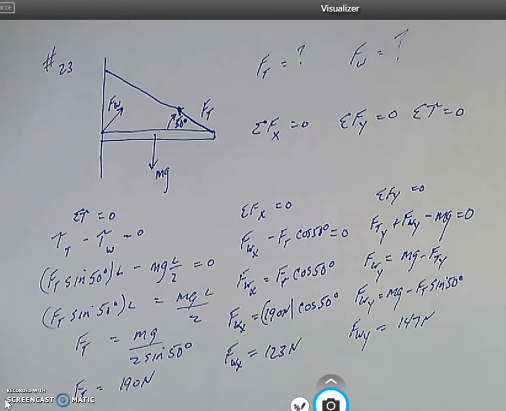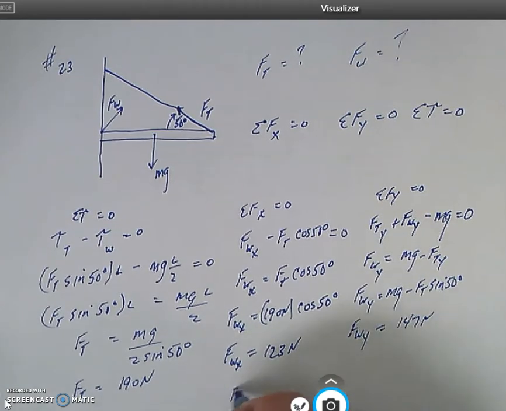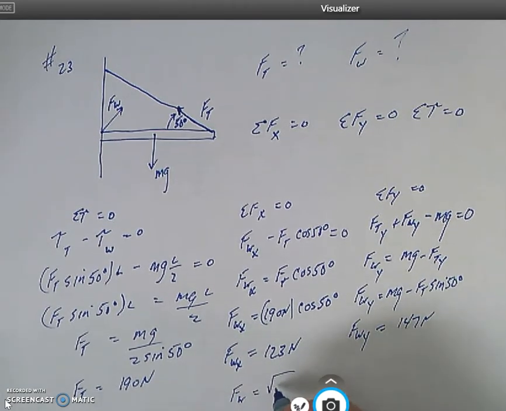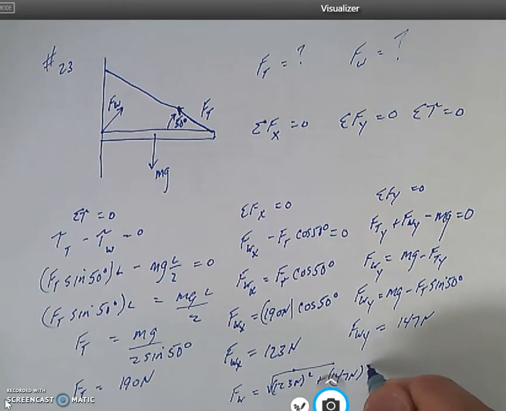All right. Now, how do we get the actual force? That's going to be this squared plus this squared, square rooted. So the wall's actual force will be the square root of 123 newtons squared plus 147 newtons squared. So the wall's actual force then is roughly 190 newtons.